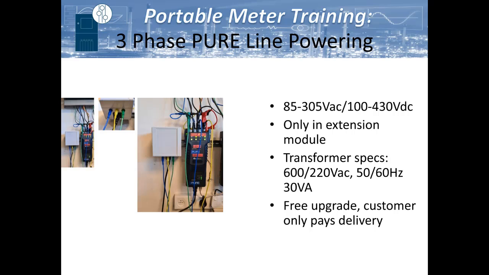And then there is also a transformer that will allow you to line power off 600 volts. As you can see in the picture, the LEDs are all lit up and they're all green. So that indicates that this has been installed and is phased correctly. Next screen, please.